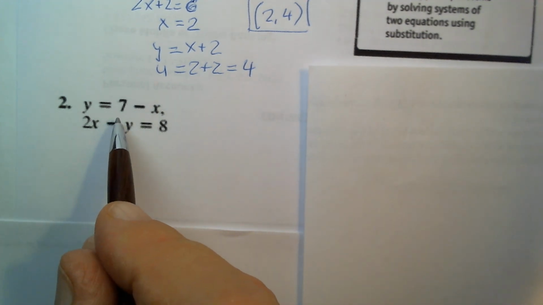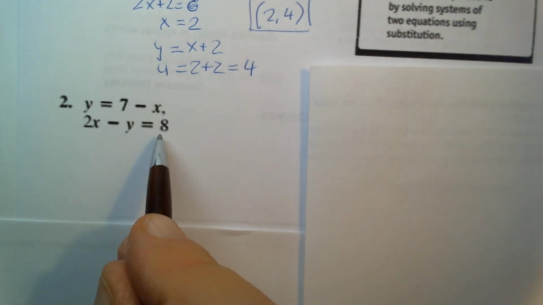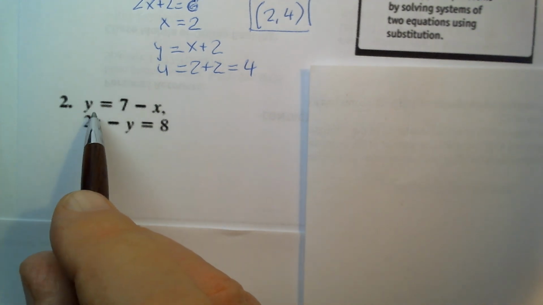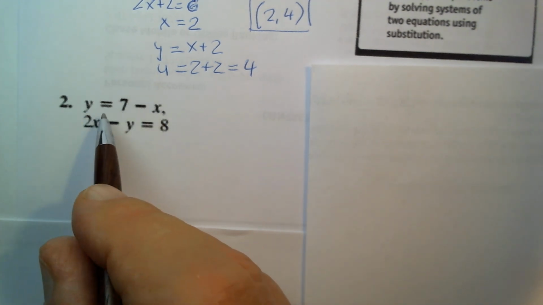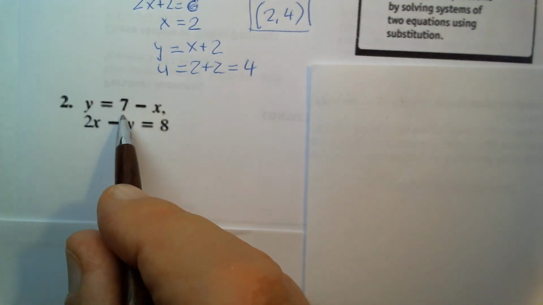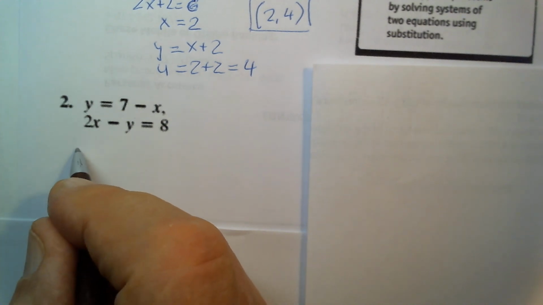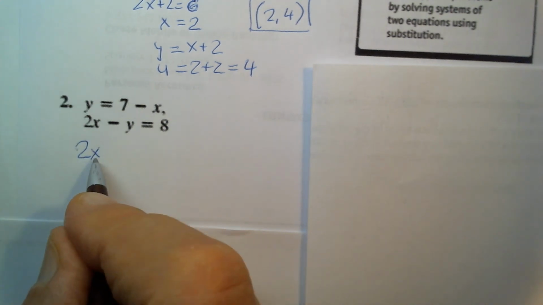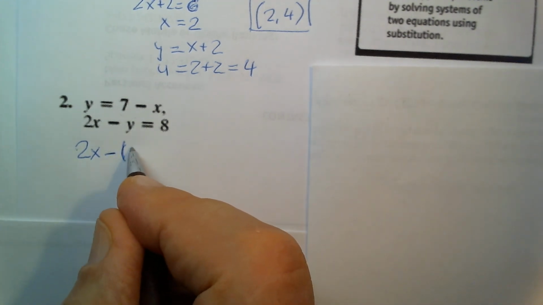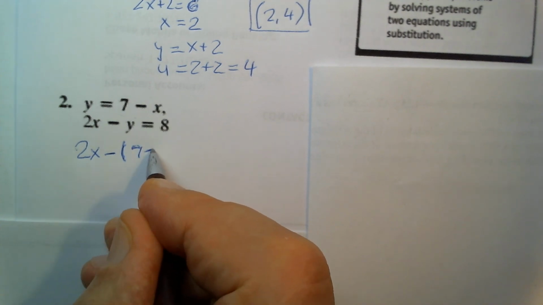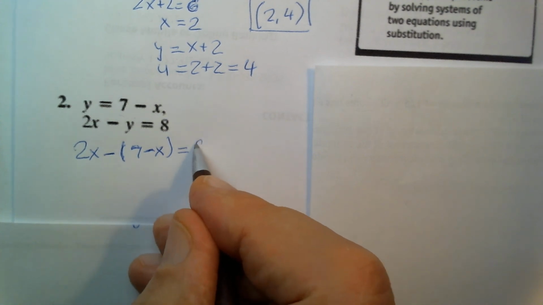So the first equation says y equals 7 minus x, and the second equation says 2x minus y equals 8. So again, here y is given in terms of x, and here's a y. So all we need to do is substitute for y the expression 7 minus x. So therefore, from the second equation, 2x minus, and we need to be careful and use parentheses, (7 minus x), that's what y is, equals 8.